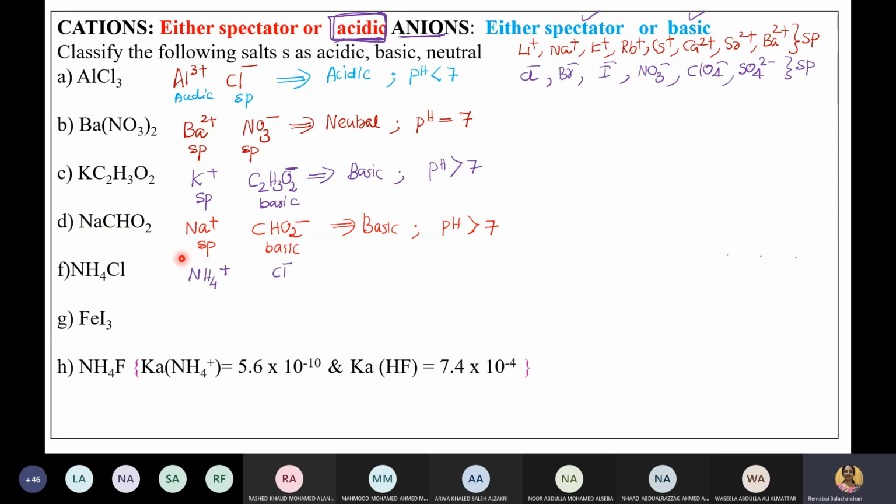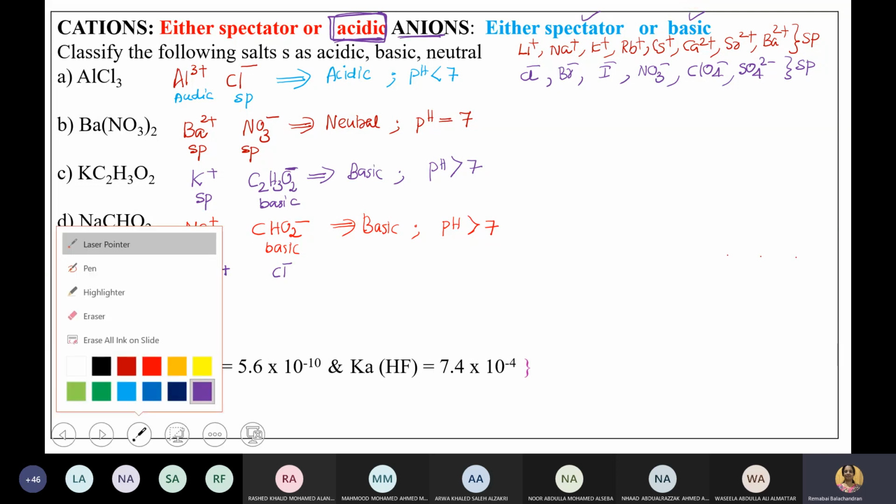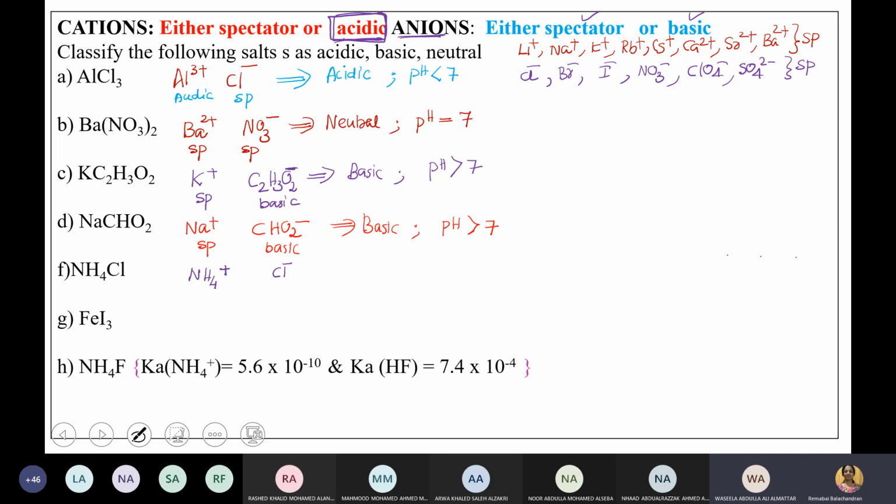So NH4 plus, spectator or not? It's not spectator. Cations mean positively charged, so they can be either spectator or acidic. If it is not spectator, it will be acidic. Whereas anions, if not spectator, will be basic. So NH4 plus is acidic or basic? Acidic.